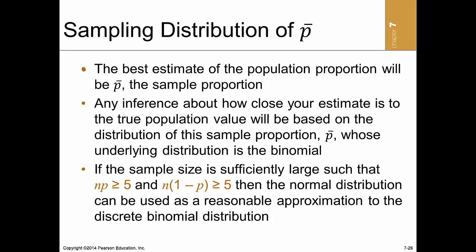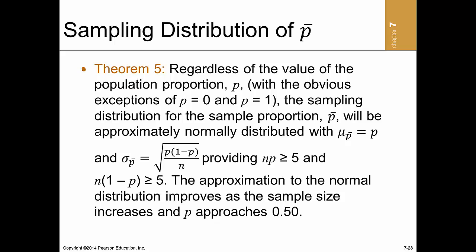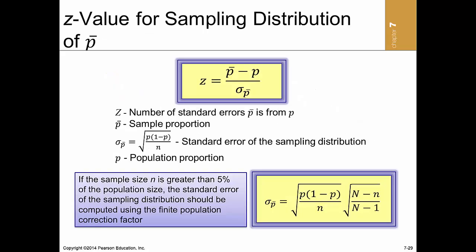Providing we have a large enough sample size, the distribution of all possible sample proportions will be approximately normally distributed. In addition to being normally distributed, the sampling distribution will have a mean and standard error indicated by the equations in this slide. In the previous section, we introduced Theorem 4, the central limit theorem, which indicates that regardless of the shape of the population distribution, the distribution of possible sample means will be approximately normal, so long as the sample size is sufficiently large. Theorem 5 is similar, but pertains to the sampling distribution for the sample proportion. Also similar to the last section, we can use this equation to convert the sample proportion to a standardized z-value.